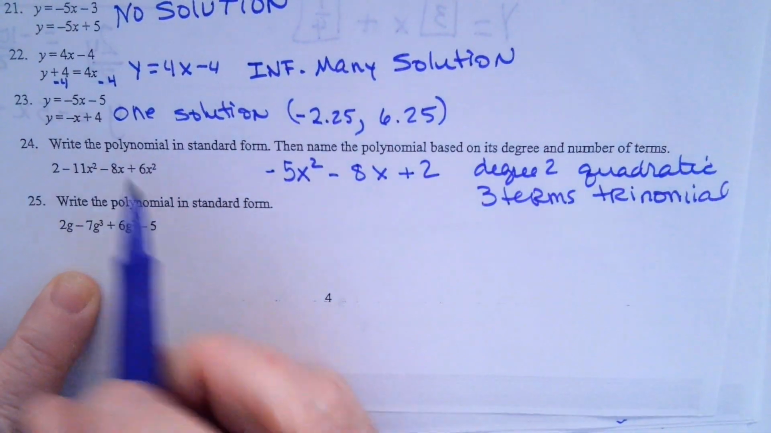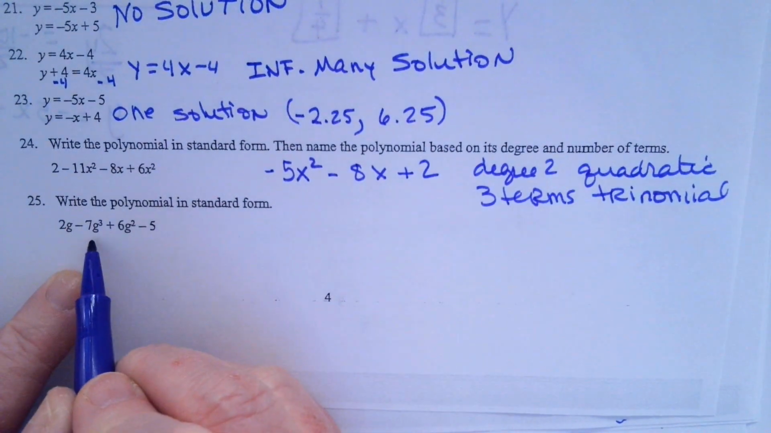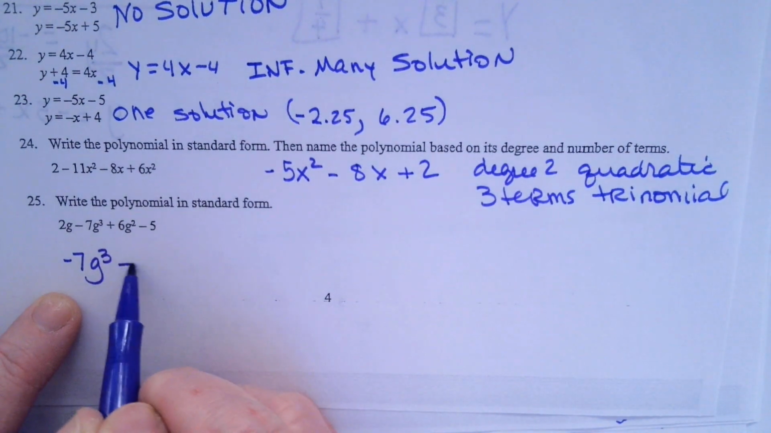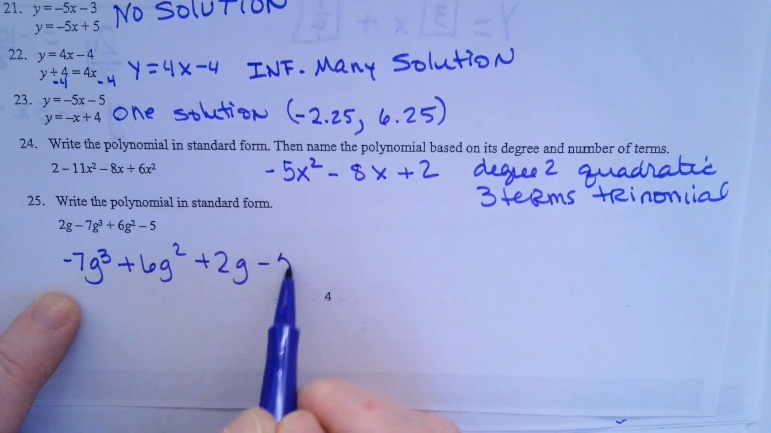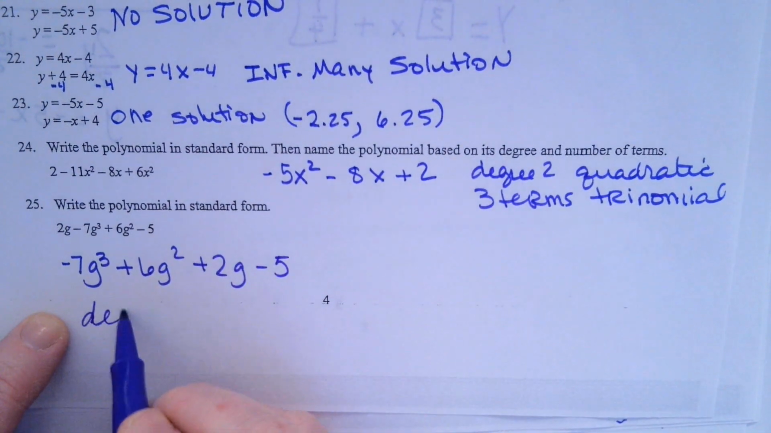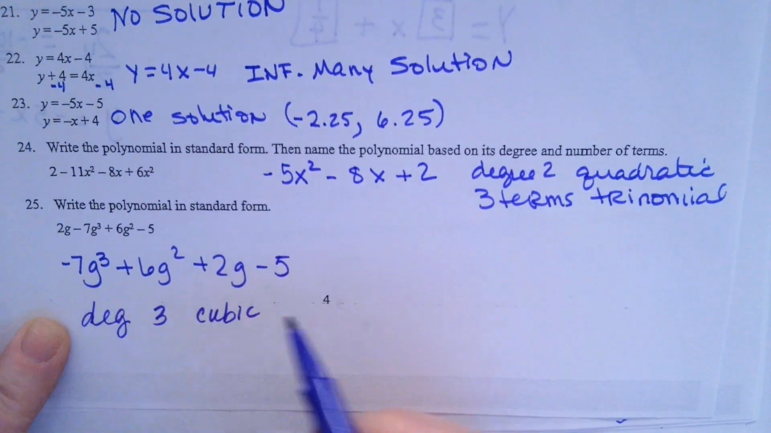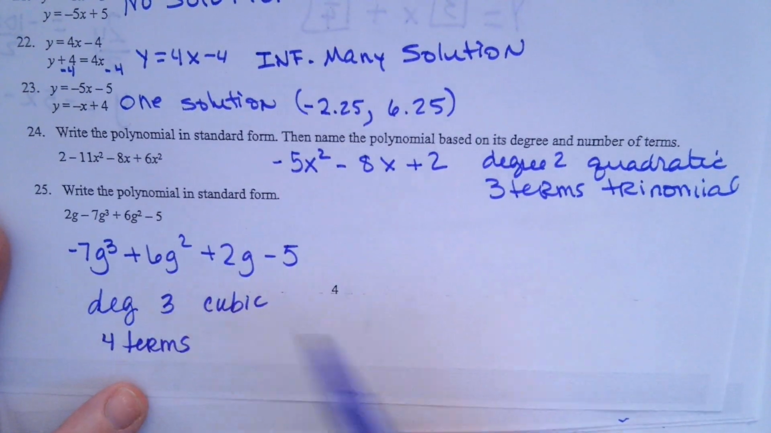Write the polynomial in standard form for number 25, starting with the highest exponent, which is negative 7g to the third, plus 6g squared, plus 2g minus 5. The degree is 3, which makes it a cubic, and it has 4 terms. We don't have a special name for that. We just say 4 terms.